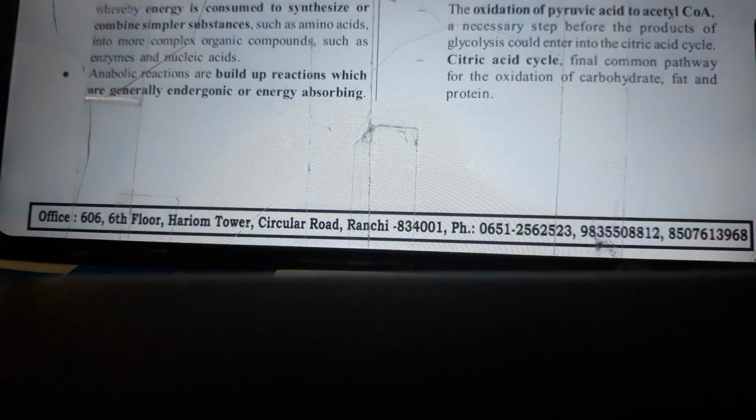The oxidation of pyruvic acid to acetyl-CoA, a necessary step before the products of glycolysis can enter into the citric acid cycle. Citric acid cycle, the final common pathway for the oxidation of carbohydrate, fat, and proteins.